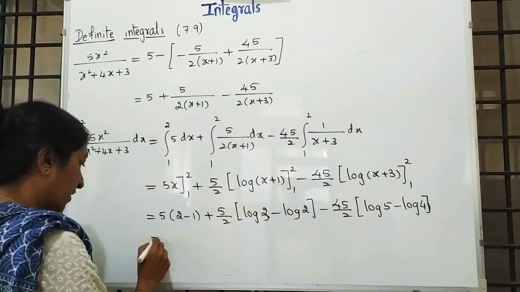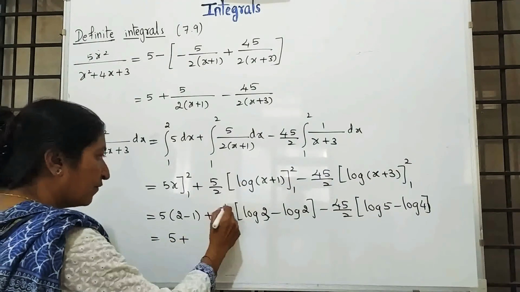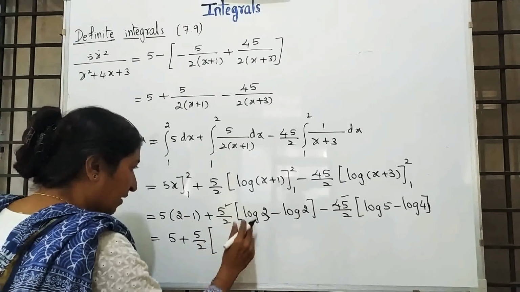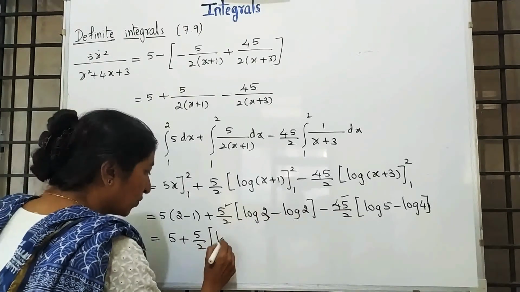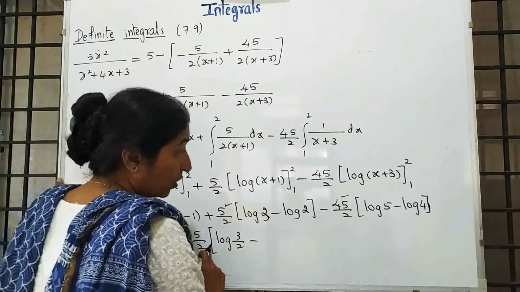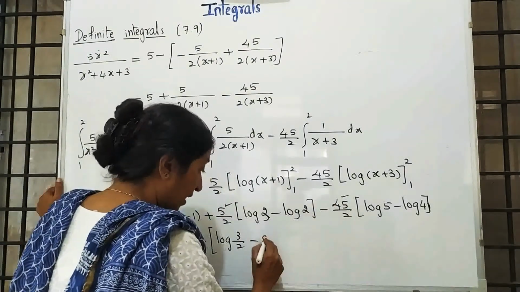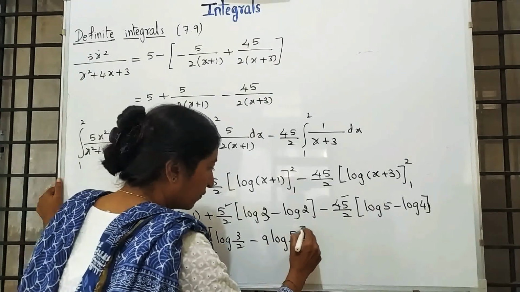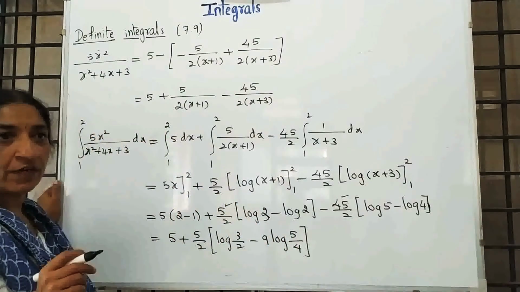2 minus 1 is 1, so it is 5. Here 5/2, here 5/2, I took common. In the bracket, log 3 minus log 2 is log 3/2, minus 45/2 outside, it is 9 into log of 5/4. So this is the final answer.